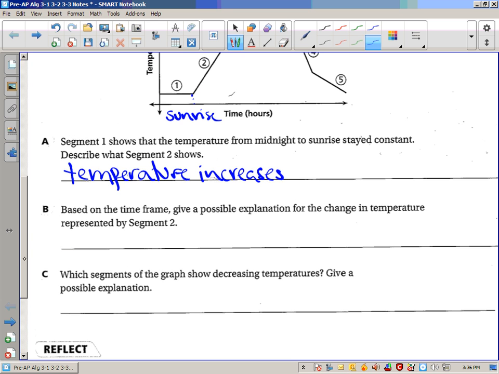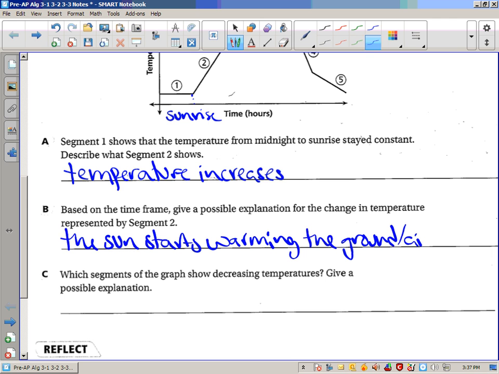Well, if sunrise is here, right in the middle between 1 and 2, we can assume that the sun starts warming the ground and air, however you want to talk about it. So again, this is kind of our normal experience. Sun comes up, gets warmer. So which segments of the graph show decreasing temperature?